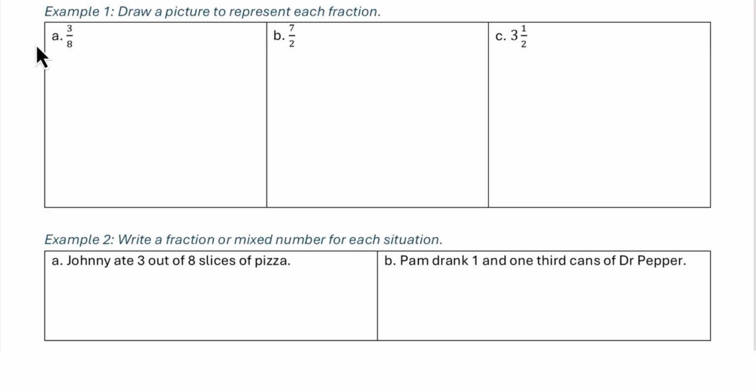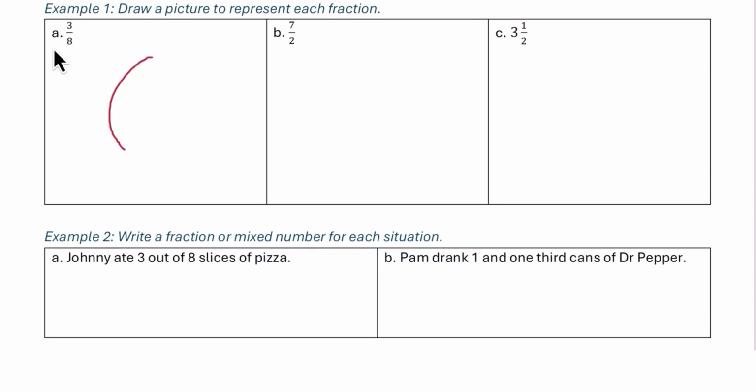Draw a picture to represent each fraction. Up first, 3/8. The denominator 8 indicates the number of parts in the whole. In this case, we have 8 total parts. I'll use a circle to represent the whole, and we're going to break it up into 8 equal parts, indicated by the denominator.